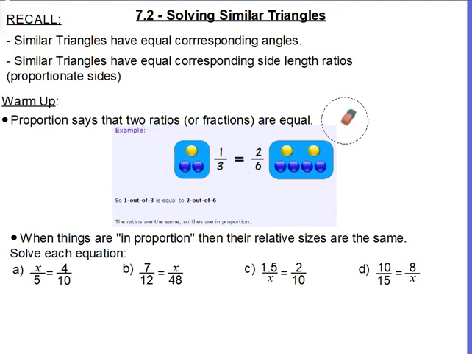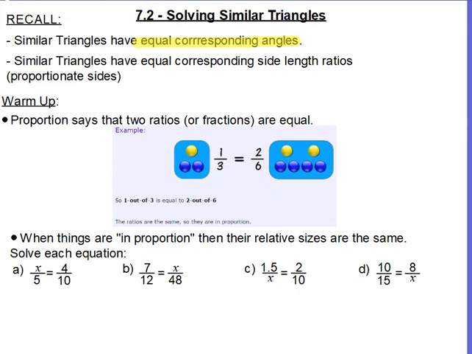Okay, 7.2, solving similar triangles. In today's lesson, we're going to be solving mostly for side lengths in a pair of similar triangles, and sometimes a few angles in similar triangles. So remember this: similar triangles have equal corresponding angles.